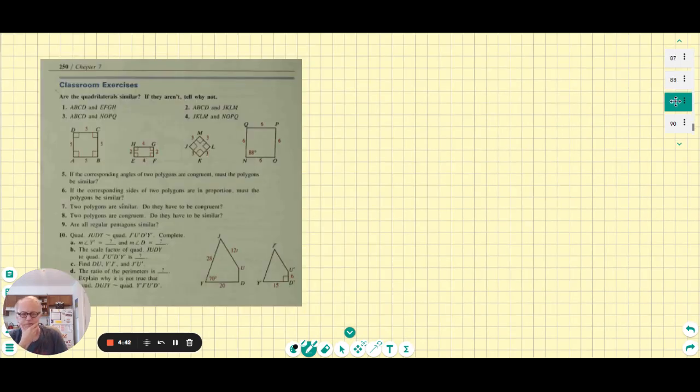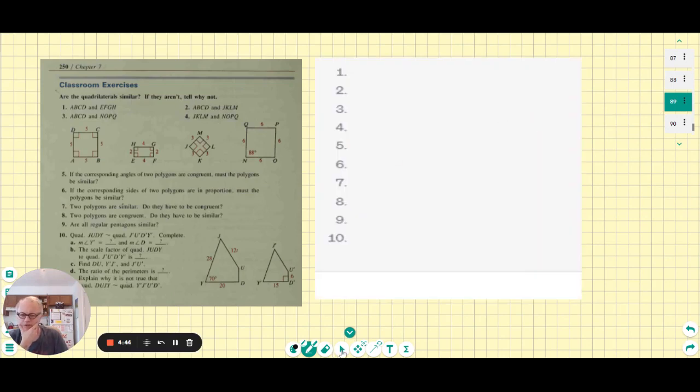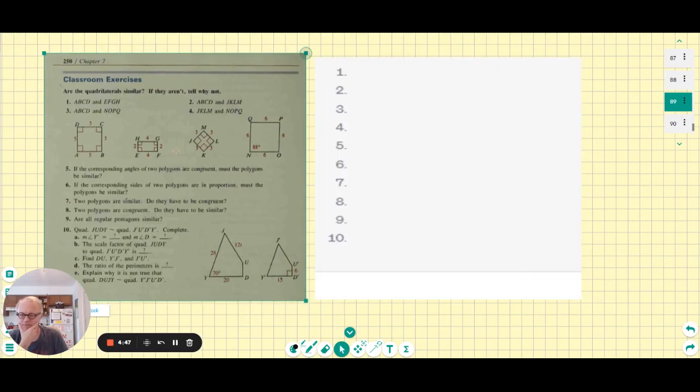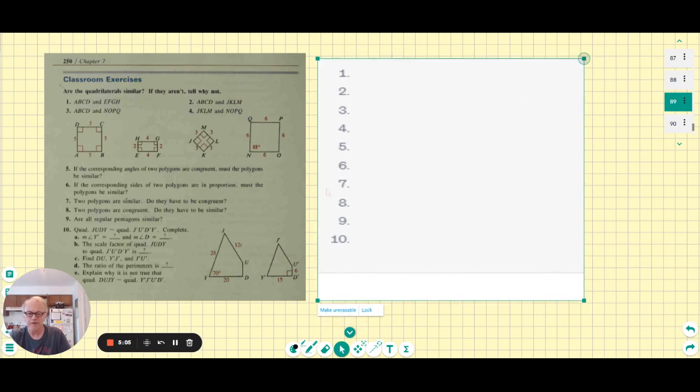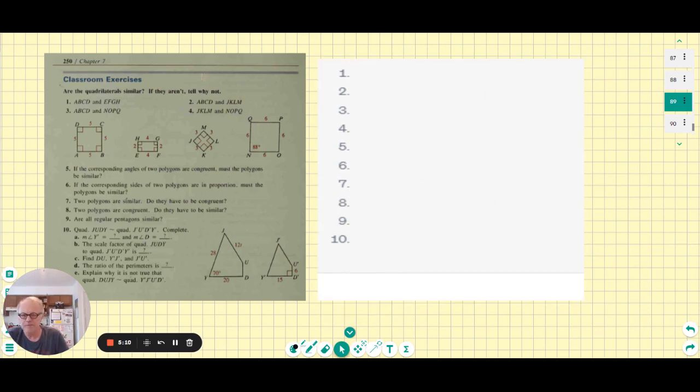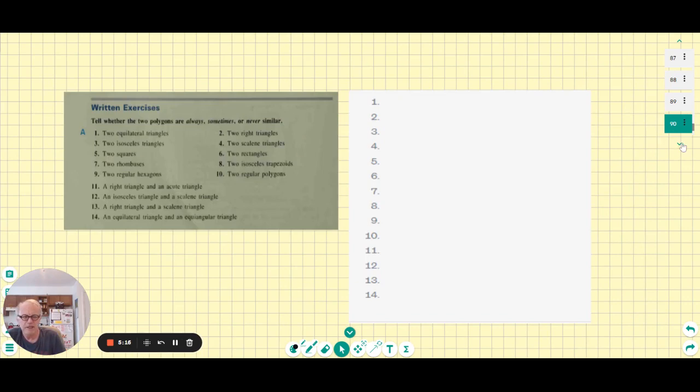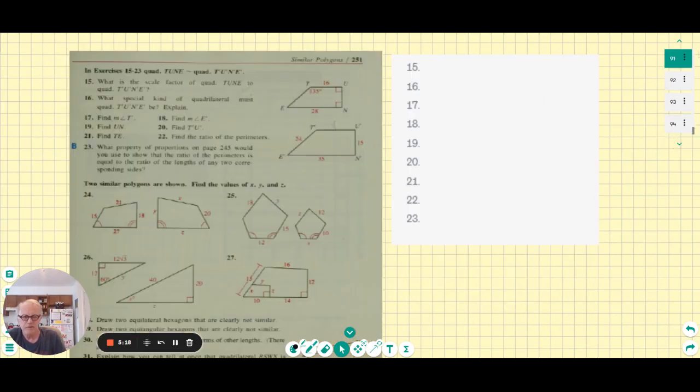Okay, let's go on here to the classroom exercises. Do these to the best of your ability, and we'll go over the ones that you're not sure about. Go ahead and fill these in on the bit paper sheet itself, and you can find that link up here at the top. I'll also send it to you in email, but I think you already have it. Come into this bit paper, fill this out before we meet, and then do the written exercises 1 through 23.